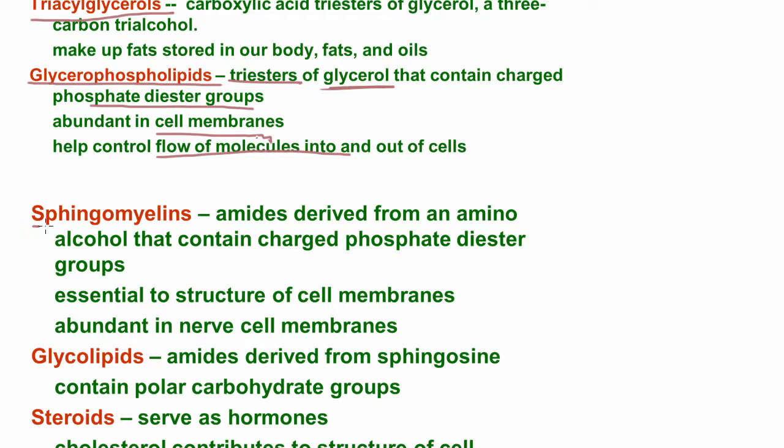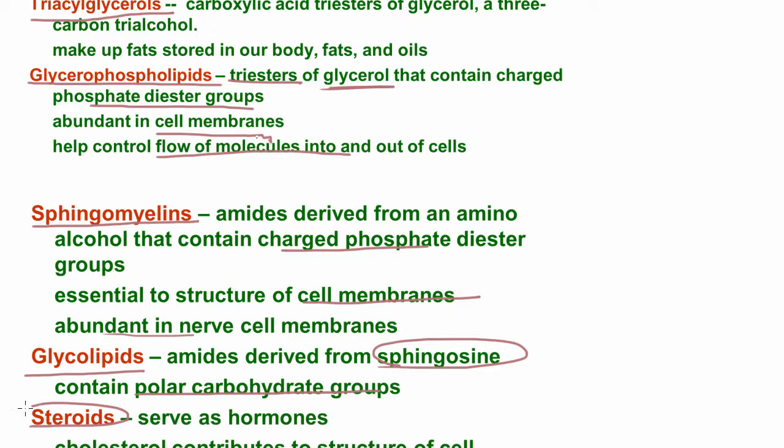Some other classes of lipids, sphingomyelins. And these are amides that are derived from amino alcohols, and these contain a charged phosphate diester group. These are important for the structure of the cell membrane and very abundant in nerve cell membranes. We then have the glycolipids. These are again amides, and these are derived from sphingosine, and they contain polar carbohydrate groups.